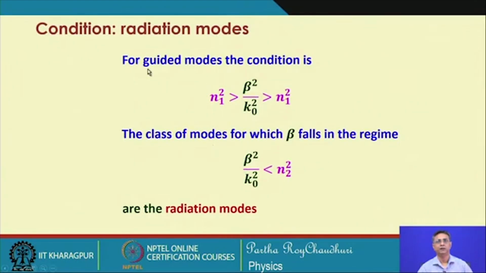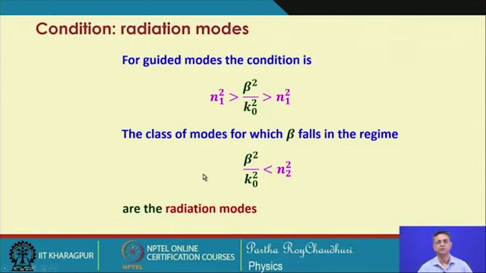Now, radiation modes. For the guided modes, the condition is that beta squared by k 0 squared, which we call the effective index squared, will always lie between n 1 squared and n 2 squared. This should be n 2, it was a mistake. The class of modes for which beta squared by k 0 squared, the effective index squared, is less than n 2 squared will be called the radiation modes.